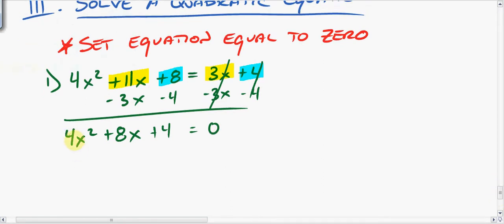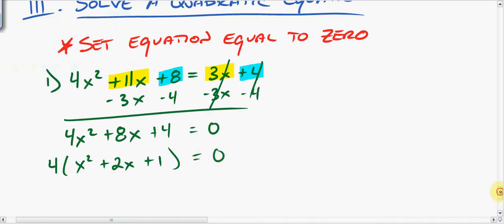Like in 4.4, I've got a leading coefficient of 4, so it kind of looks like I'm going to have to find the factors of 4 times 4 that add up to 8. But wait, I see that 4, 8, and 4 have a common factor. The GCF, the greatest common factor, is the one you want to go with, and that's 4. So I can factor 4 out, and I'm going to get x squared, 8x divided by 4 is 2x, 4 divided by 4 is 1.